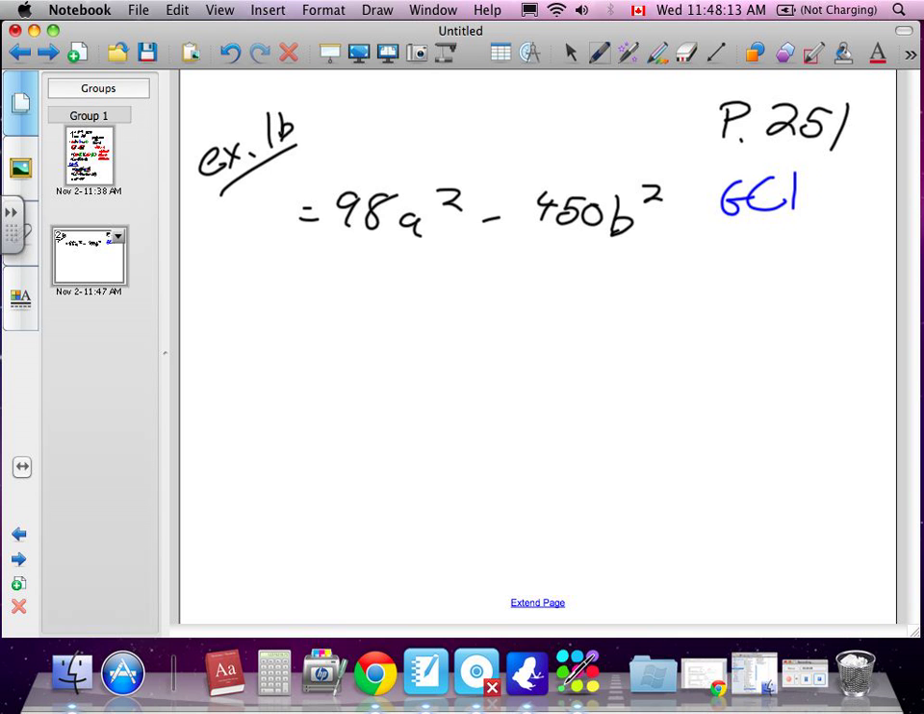Is there a common factor between the variables? Let's look. We have a squared and b squared. Is there a common factor there? No, I can't take anything out. Those are both different variables, which means they represent different numbers. I can't factor anything from that.